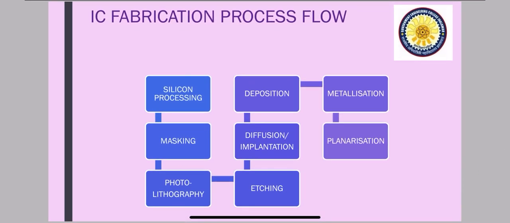We have discussed in the previous lectures these step flows. Silicon processing includes the making of your wafer from the raw silicon, and moving on to masking. Then we perform the photolithography process, which is basically the patterning, and then deposition, then diffusion and ion implantation, then your metallization and planarization.